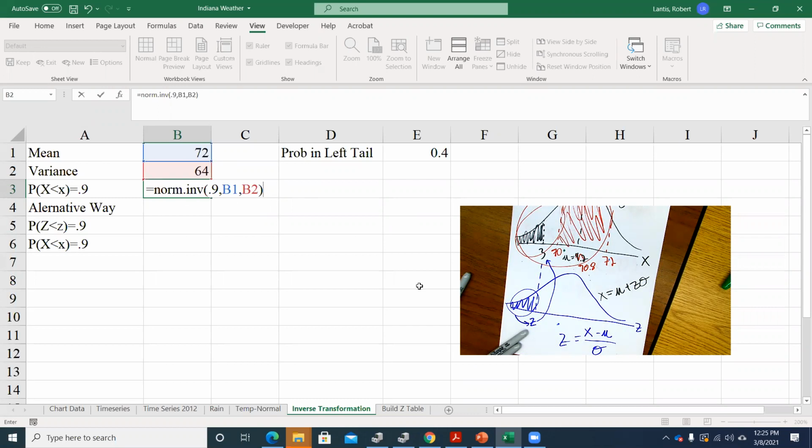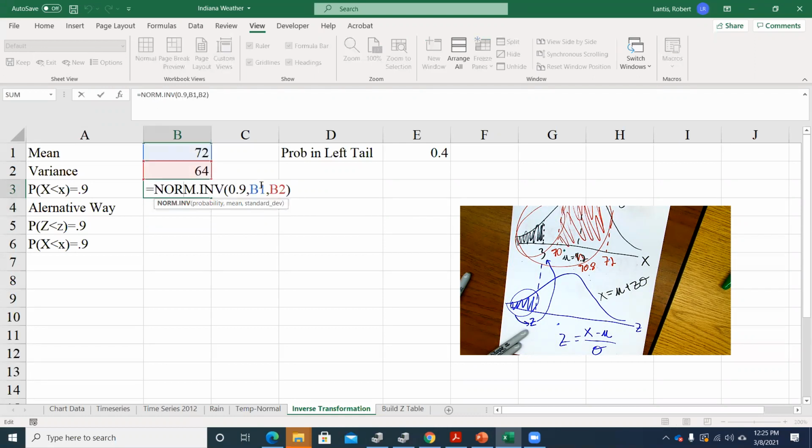Now, this example doesn't quite fit up with this drawing in the sense that we're actually looking for an area of 0.9, so pretty large, we're probably somewhere over here instead. But the same principle applies, right? We tell it the area we want to the left, hit enter.